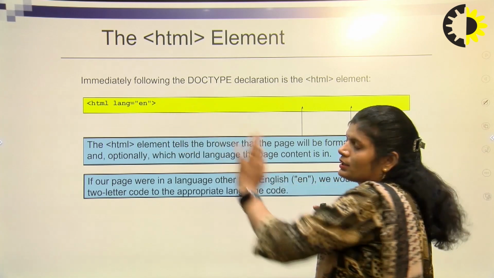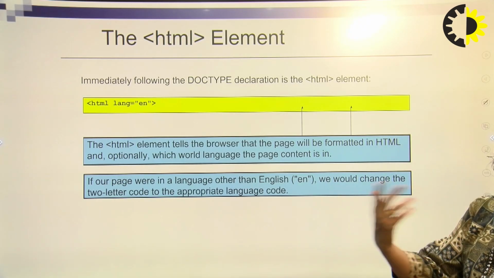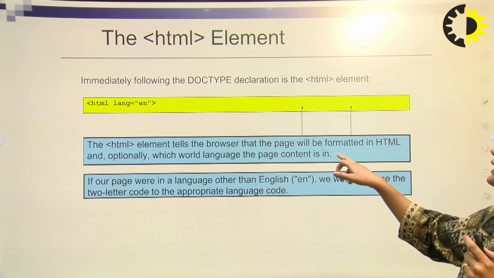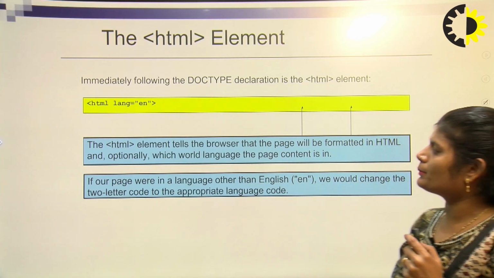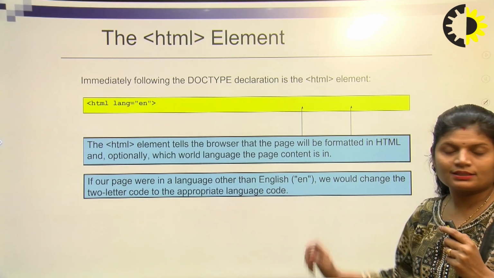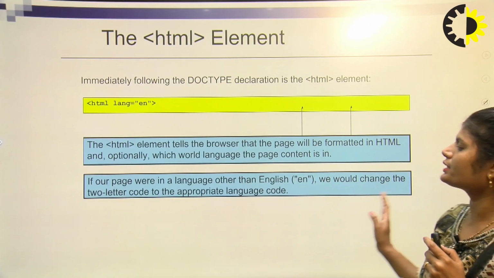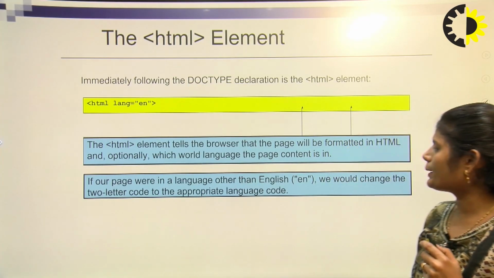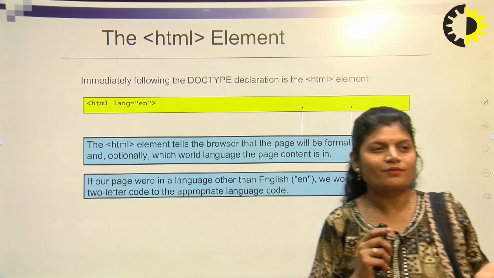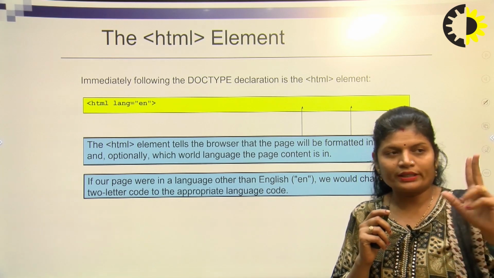html lang="en". It describes which language you are using when you create your website. The html element tells the browser that the page will be formatted in HTML, and optionally which language the page content is in. If our page were in a language other than English, we would change the two-letter code to the appropriate language code. So here we are using English, so we write the two-letter code en.